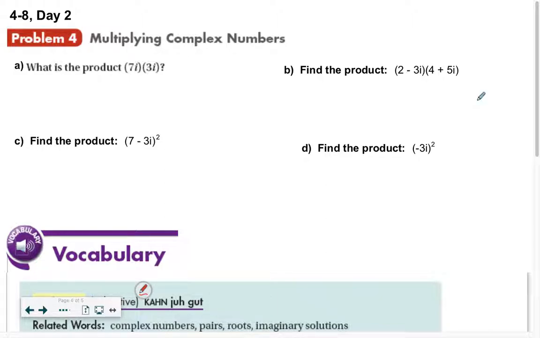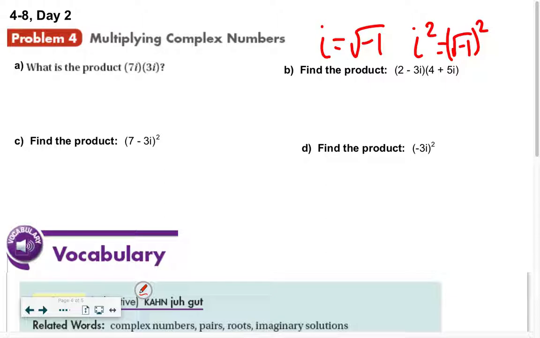Remember we talked about how i is the square root of -1? Does that sound familiar? Yes. And then today what we're going to talk about is taking i squared. Well, if i is the square root of -1, what's the square root of -1 squared?